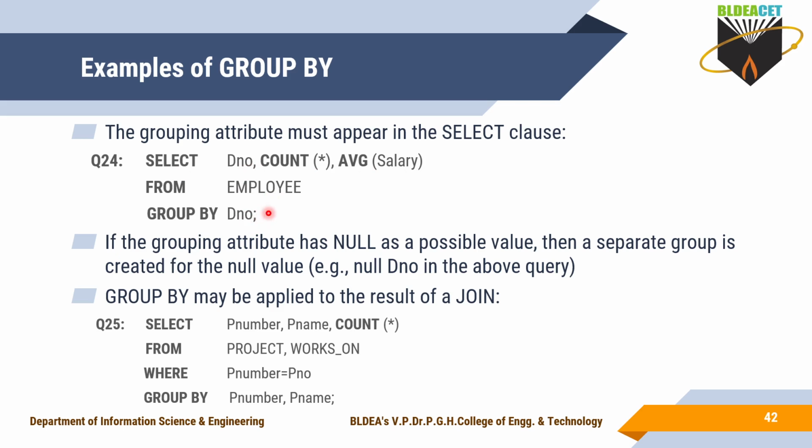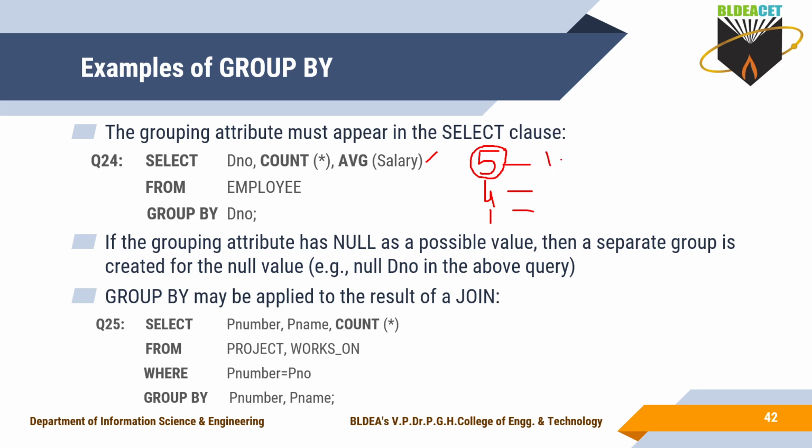So from the employee table, you are making groups by department number. If I run this particular query, every distinct department number makes one group. Assume that these are the three departments available: 5, 4 and 1. In the output you will get the DNO, and count star gives how many employees work for that department, for example department number 5.